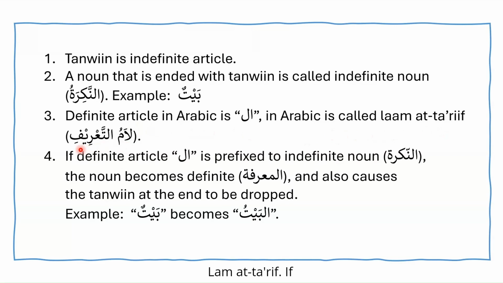Lamut ta'rif. If definite article al is prefixed to an indefinite noun, the noun becomes definite, or al-ma'rifah, and this also causes the tanwin at the end to be dropped. Example, baytun becomes al-baytu.